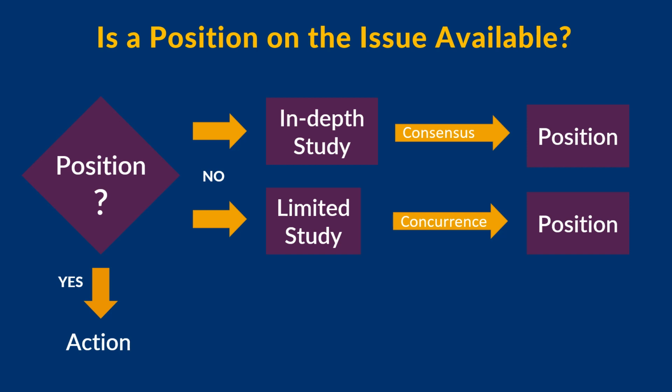A second, and often shorter path, is to adopt a position researched by another league, state, or national league using a process known as concurrence. This generally requires a more limited study to become familiar with the position and to research the issue locally, and the subsequent adoption by the membership through concurrence. The text of the adopted position cannot be changed.